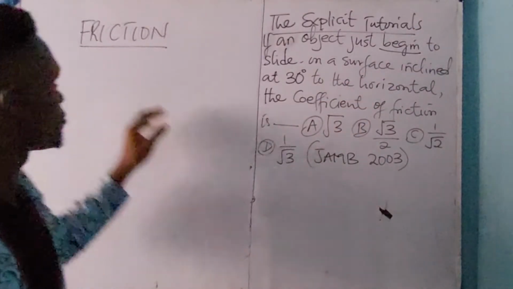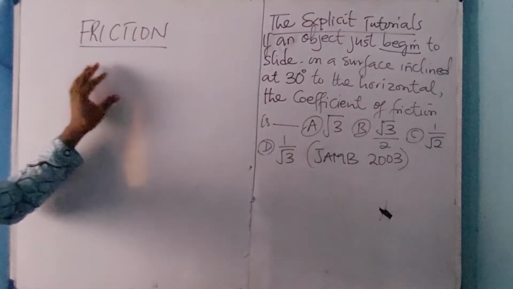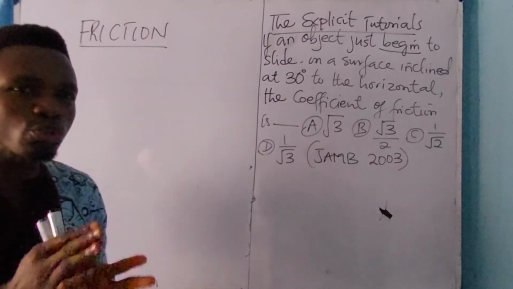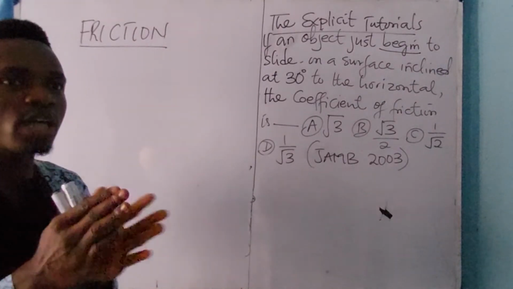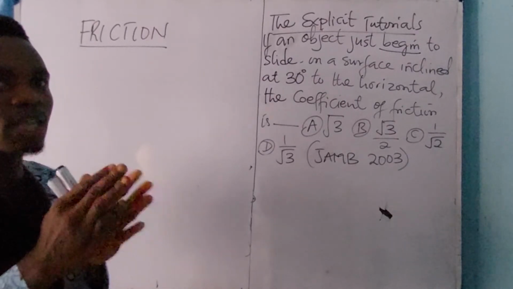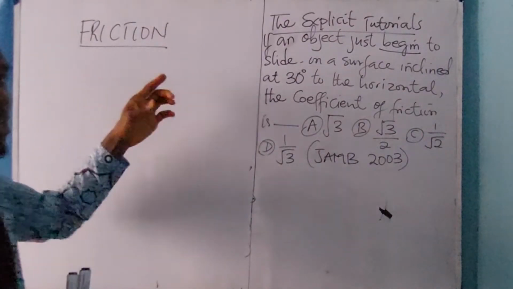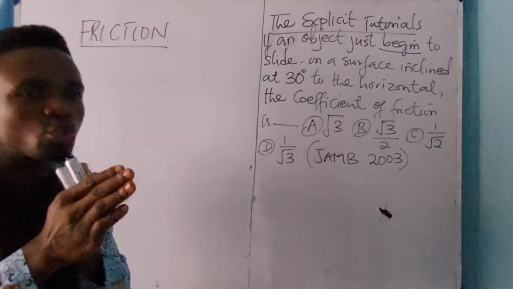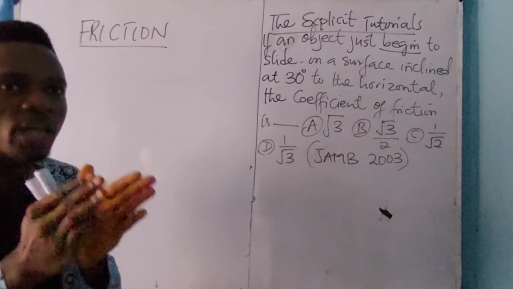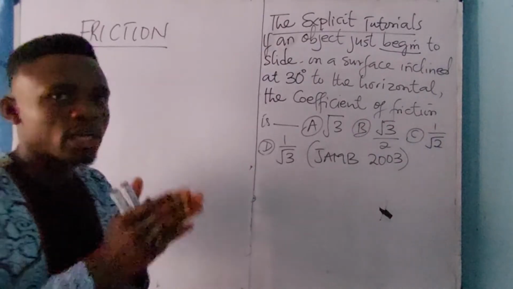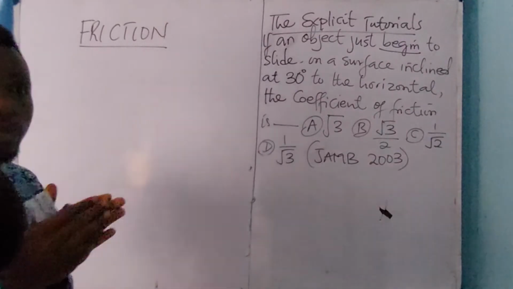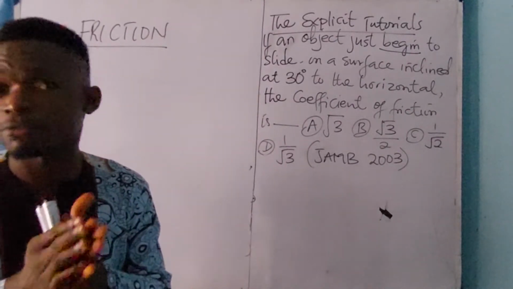Now we are discussing friction this morning in physics. Friction means that force that opposes the relative motion of two surfaces which are in contact with one another. I repeat, it is that force that opposes the relative motion between two surfaces which are in close contact with each other. I told us in our previous class we have lots of applications of friction.